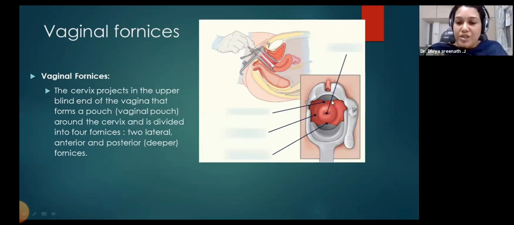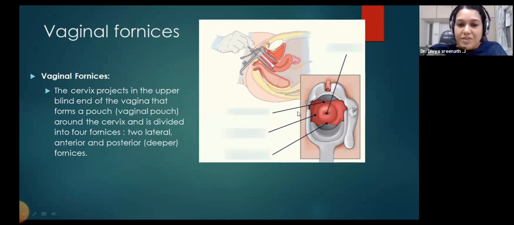So we can classify the fornices into anterior and posterior and also lateral fornices. If you are doing a speculum examination, you can clearly see the fornices. And if the patient is having vaginal discharge or cervicitis, you can see the secretions around this, especially in the posterior fornix. This is the posterior fornix. You can see the secretions collected in the posterior fornix. The posterior fornix is deeper than the other two.